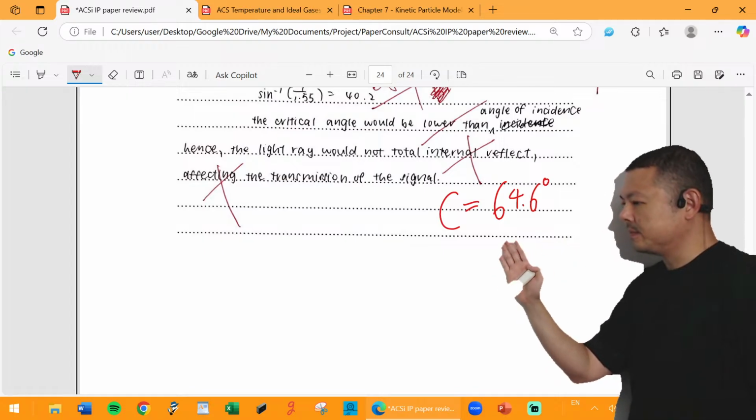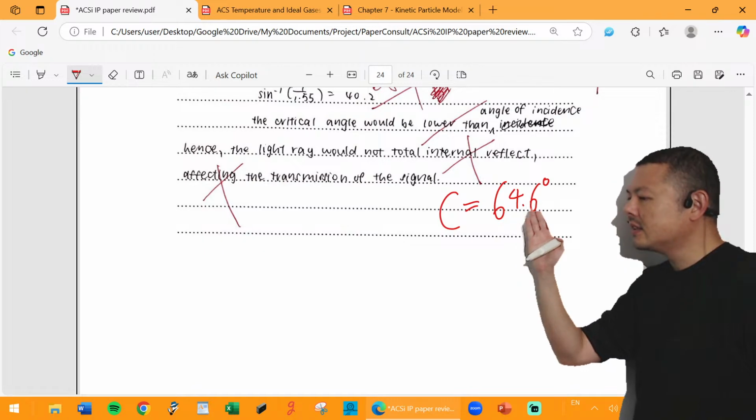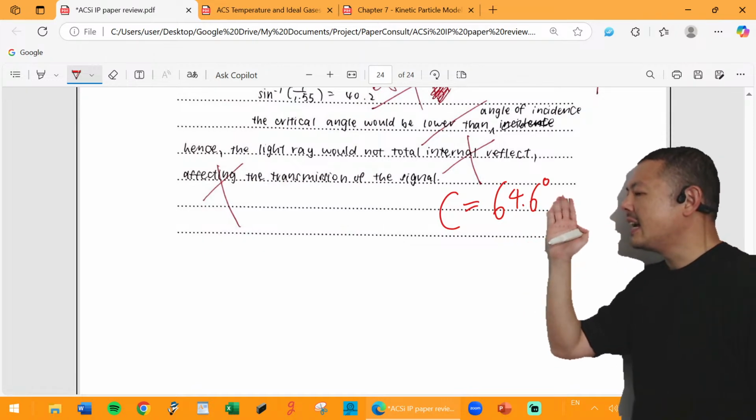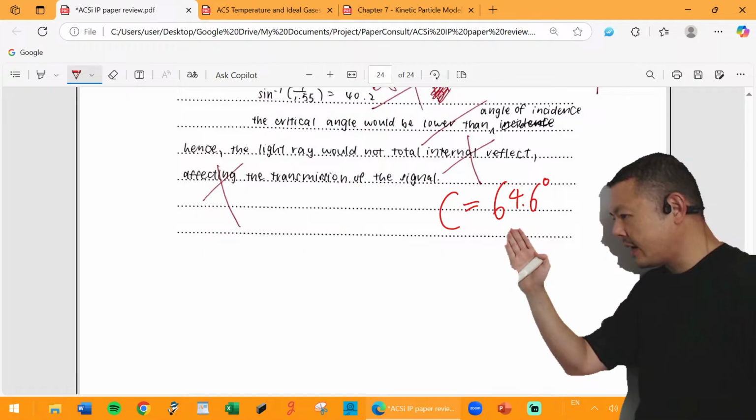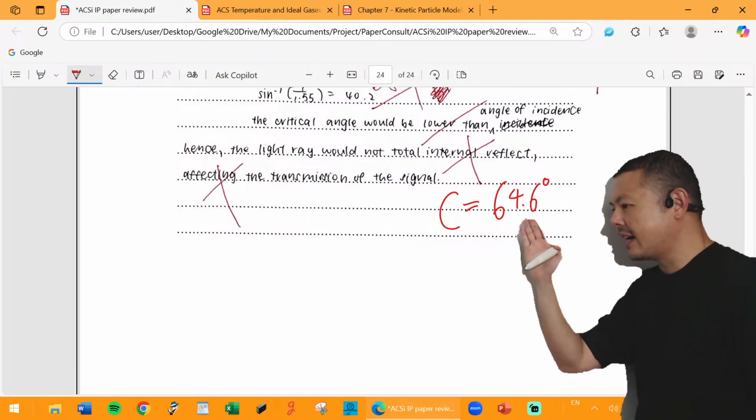So more light rays are able to reach the end of the optical fiber, and therefore you get a stronger signal at the end of the optical fiber.